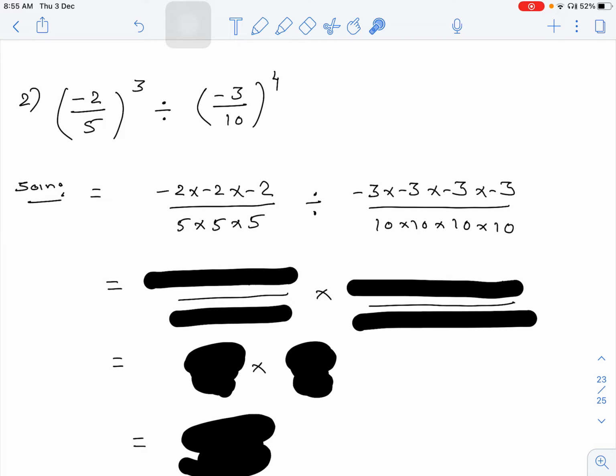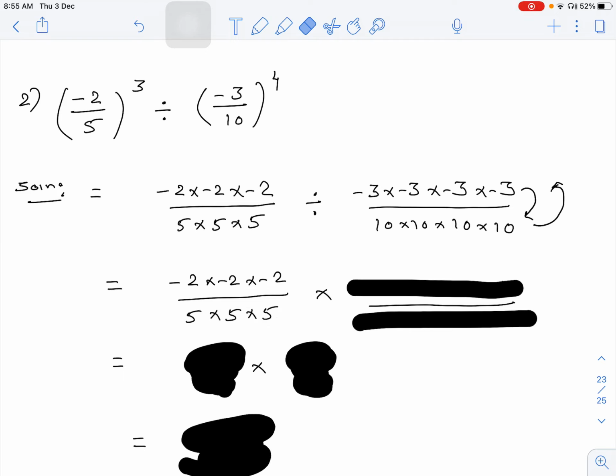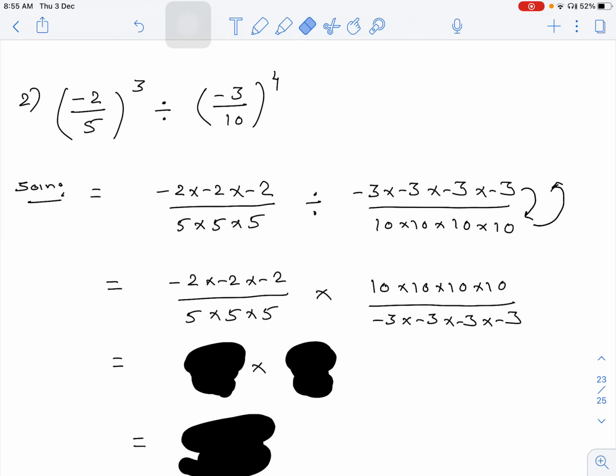So for that what will we do? We will convert this division into multiplication. But the condition is that when you write this in multiplication, whichever next number is there, we have to write its reciprocal, meaning the denominator will go to the numerator and the numerator will go to the denominator. So let us see what happens. Okay, this will be as it is. Now here you will get this 10 coming to the numerator in this way, and minus 3 at all places will come to the denominator.